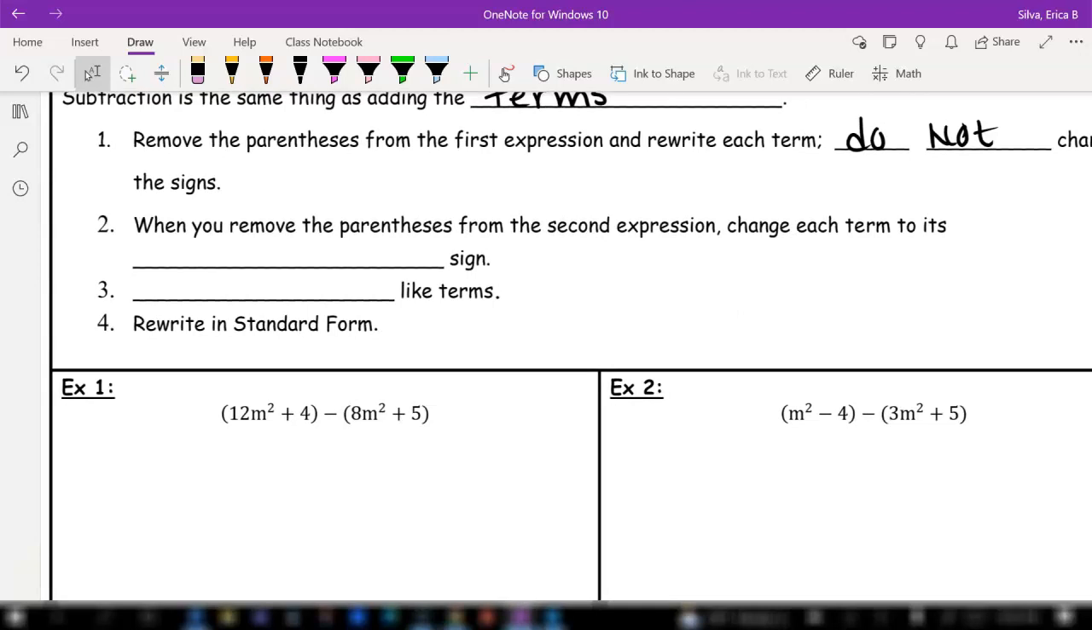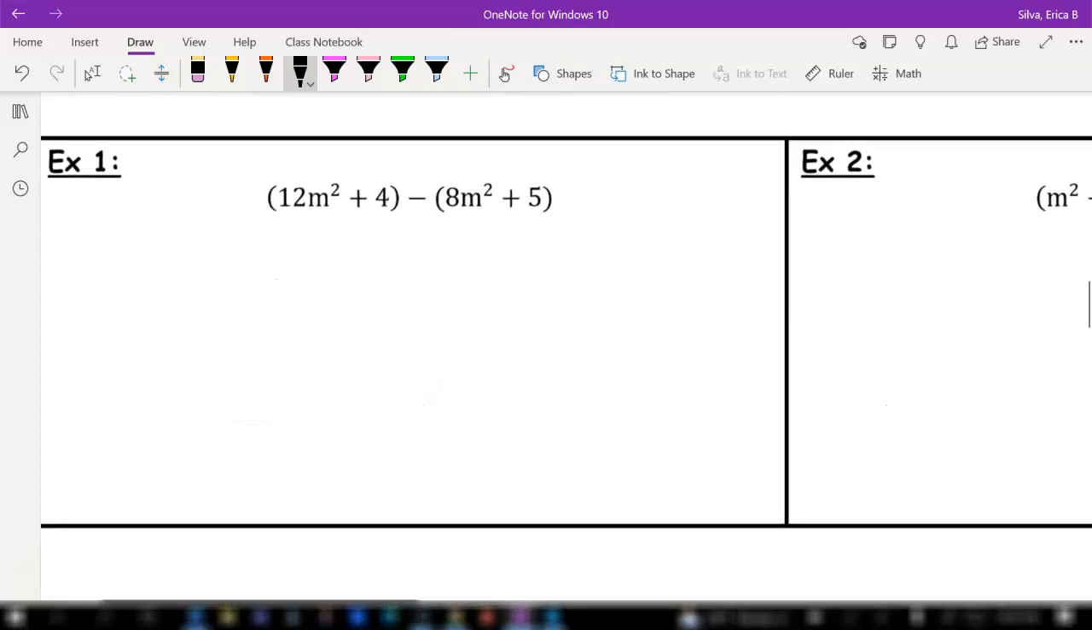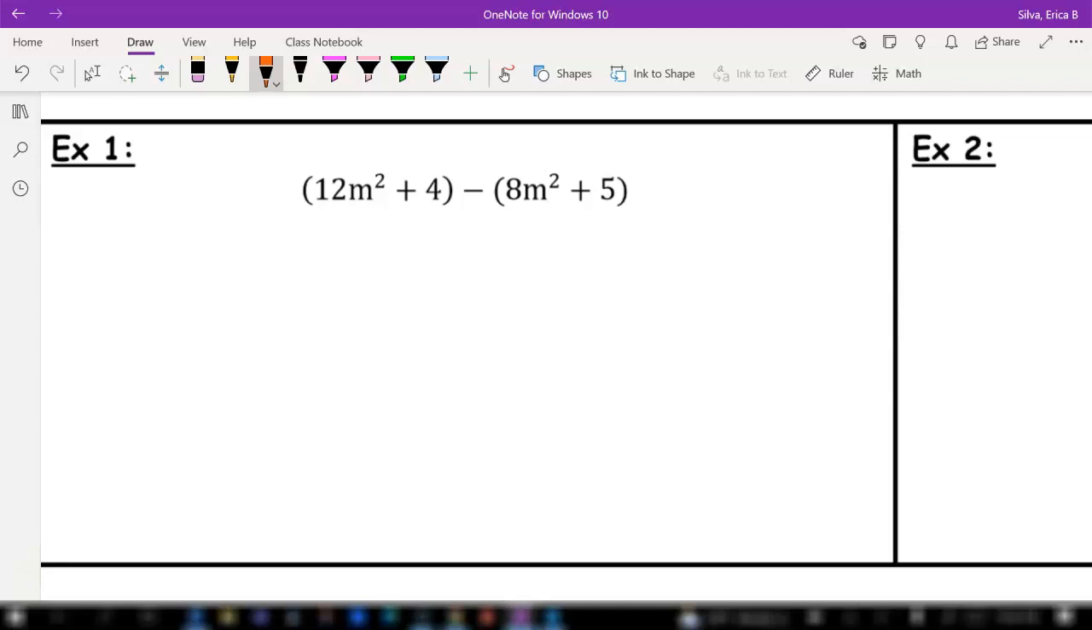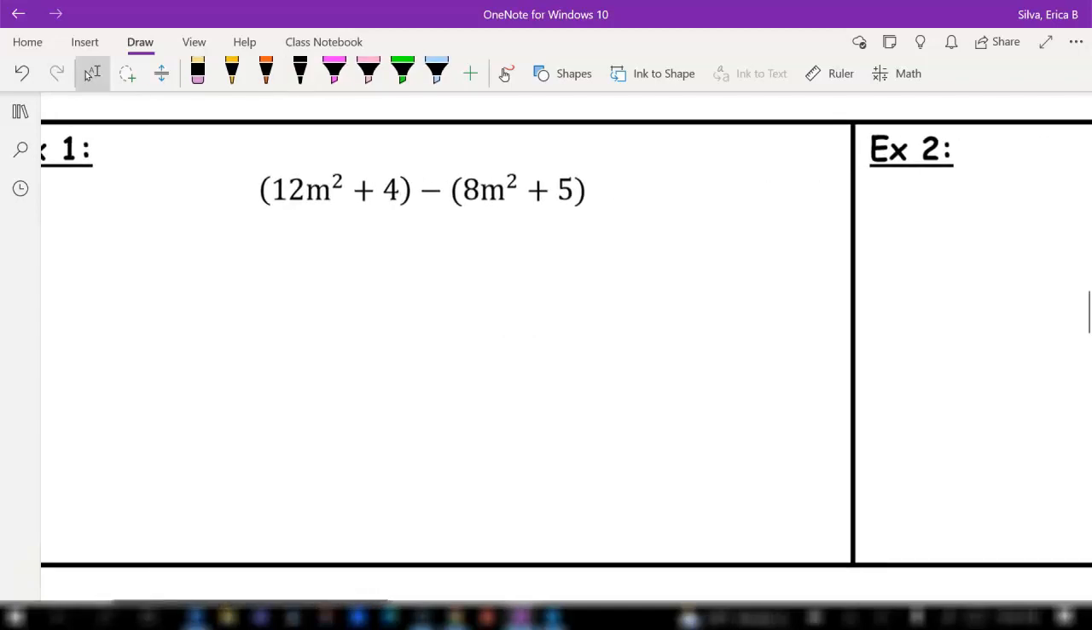When you remove the parentheses from the second expression, we need to change each term to its opposite sign. After we do that, we combine like terms and rewrite in standard form. Let's look at this one, for example. Notice how we are subtracting the two groups.